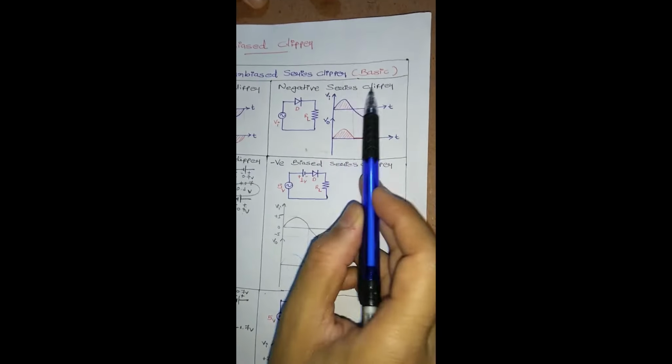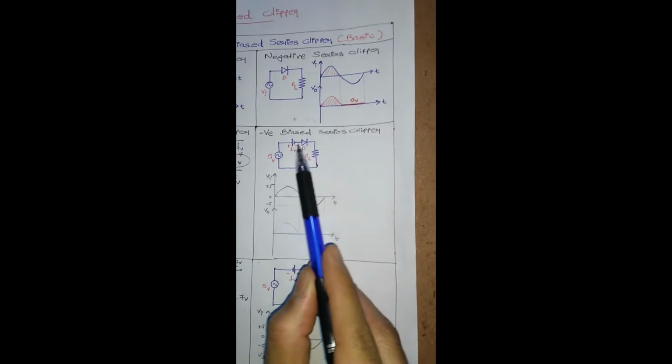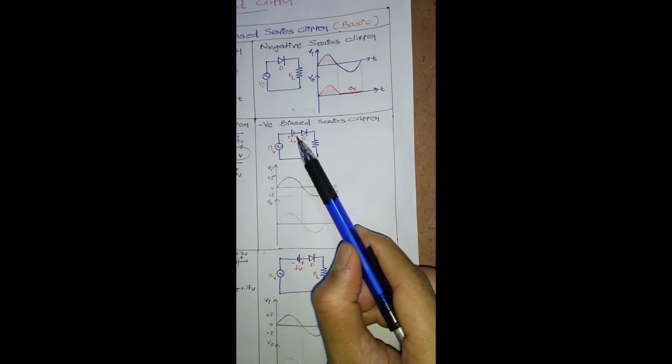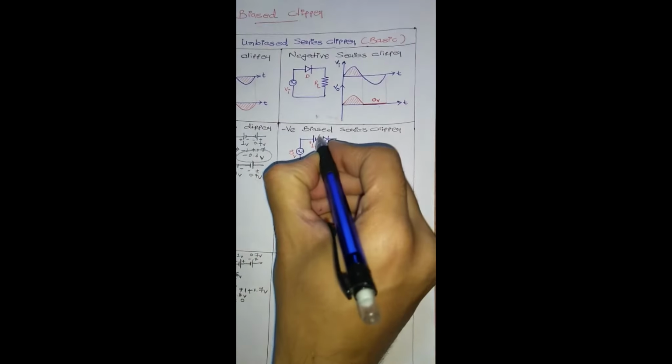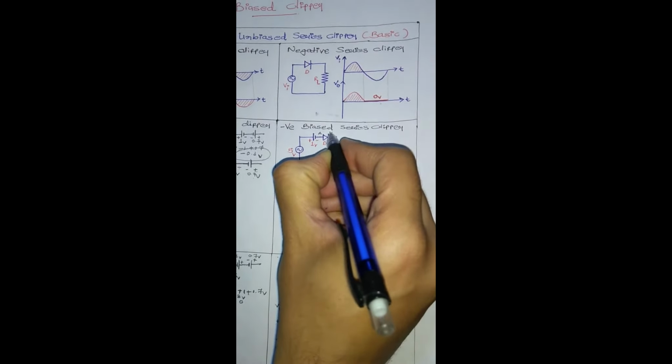So in case of negative series clipper, first of all, negative clipper means negative is equal to 0. So when you add any kind of bias supply in series with the diode, first of all, consider the minus plate towards diode and then consider the plus plate towards diode. So in this case, first of all, consider that this terminal is anode and this terminal is cathode.